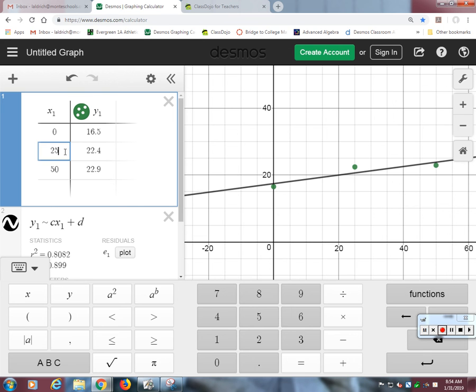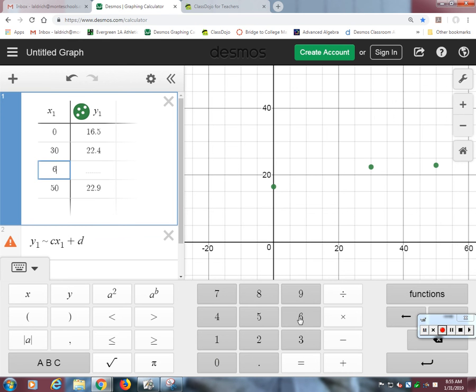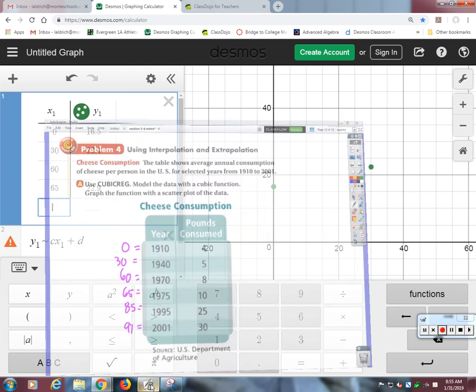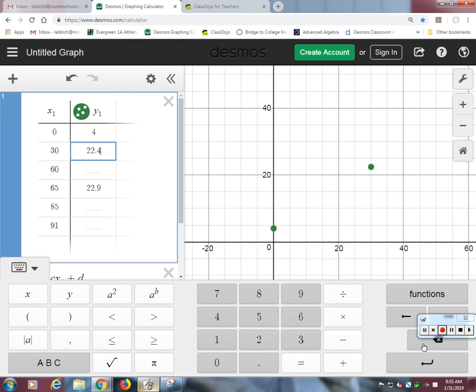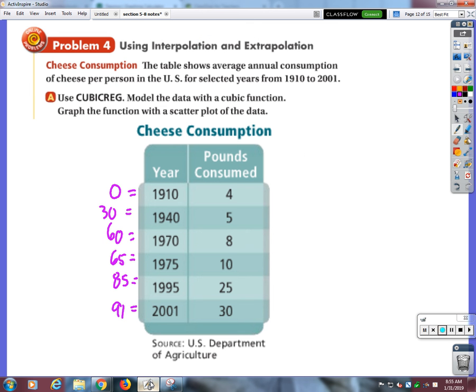So 0. And I'm going to change this to 30. And then the next one is 60. And then I'm going to change this to 65. And then 85 and 91. And then the amount of cheese we started with is 4. And then the next values were 5, 8, 10. And then things went up pretty dramatically from 1975 to 1995.